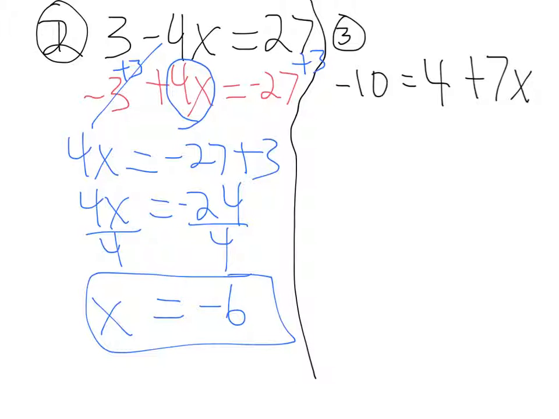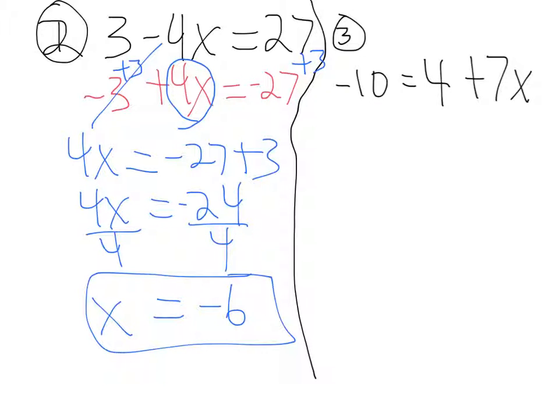And then I need to isolate. So how do I isolate? Well, I want to get 4x isolated by itself. So I have negative 3 plus 3. I add 3 to make that 0. Then I can cross it out. But it's not balanced unless I add 3 on the other side. So I end up with negative 27 plus 3 here.